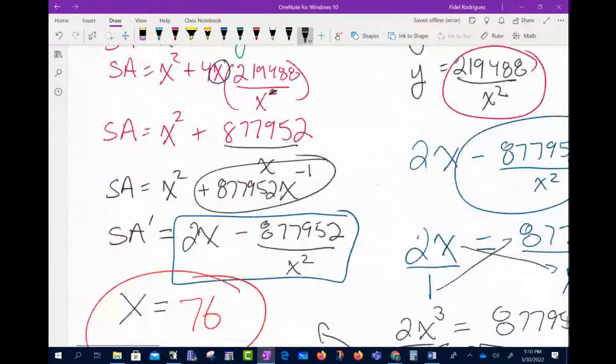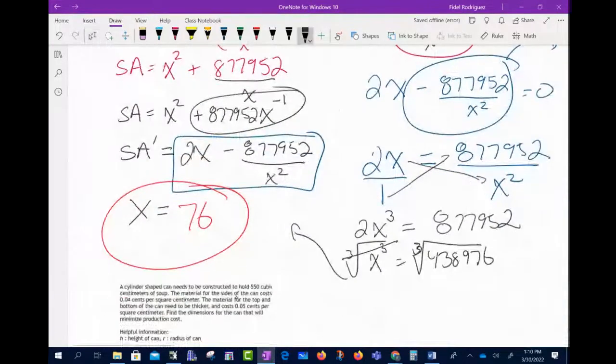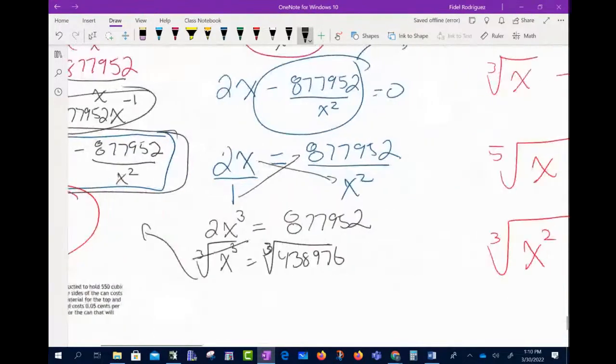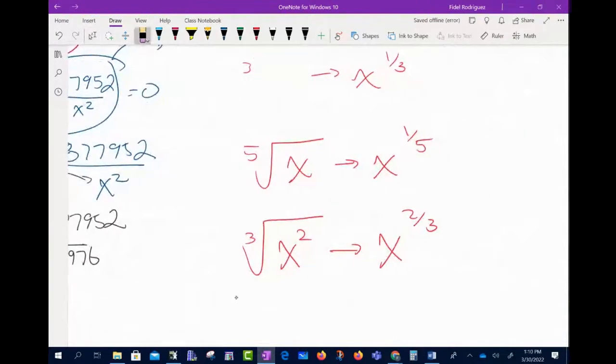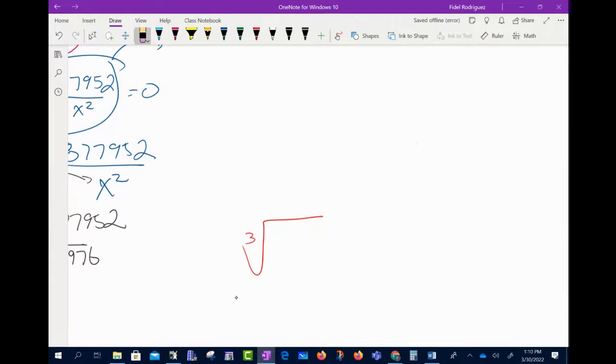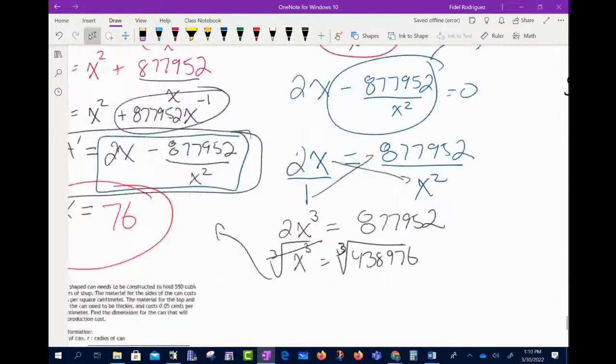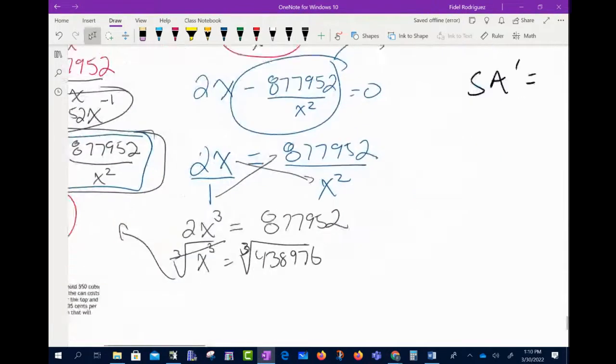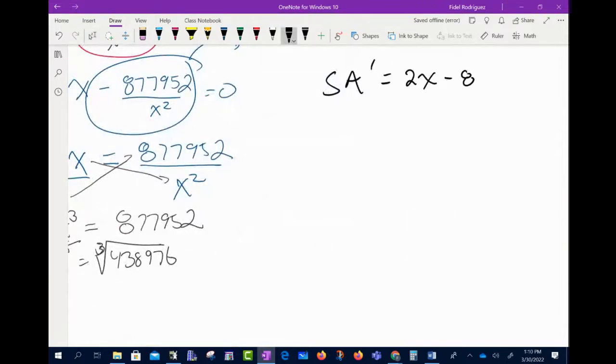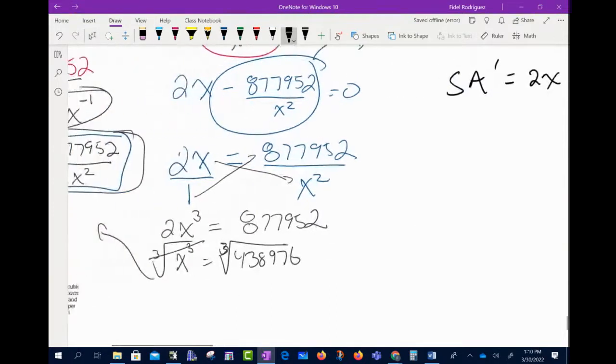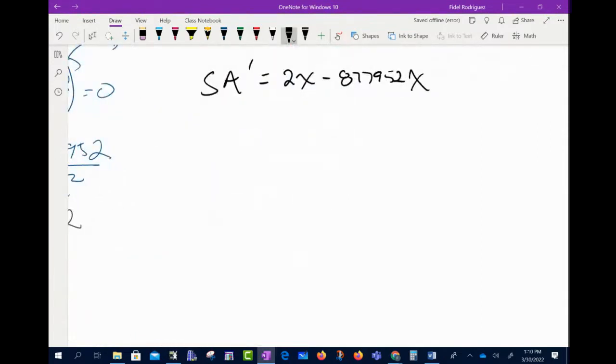But to verify it's a minimum, what we could do is, if this was the first derivative right here, we could find the second derivative. So let me erase this business and clean this up a little bit. Let's find the second derivative of the original function. The first derivative ended up being 2x minus 877,952, and I'm going to put it with an x to the power negative 2 since we want to find our derivative.